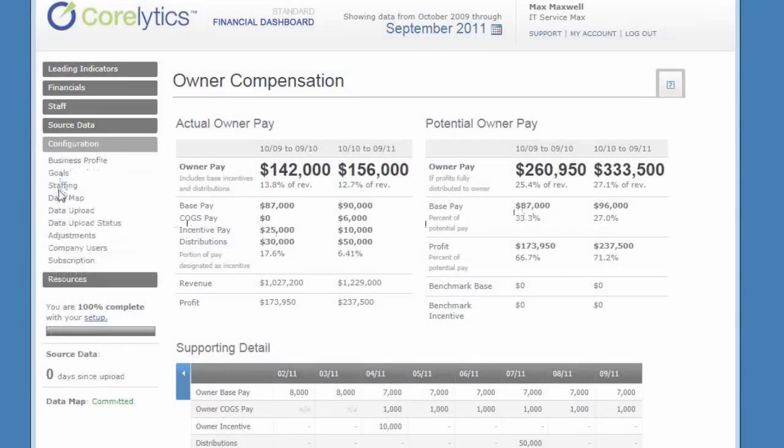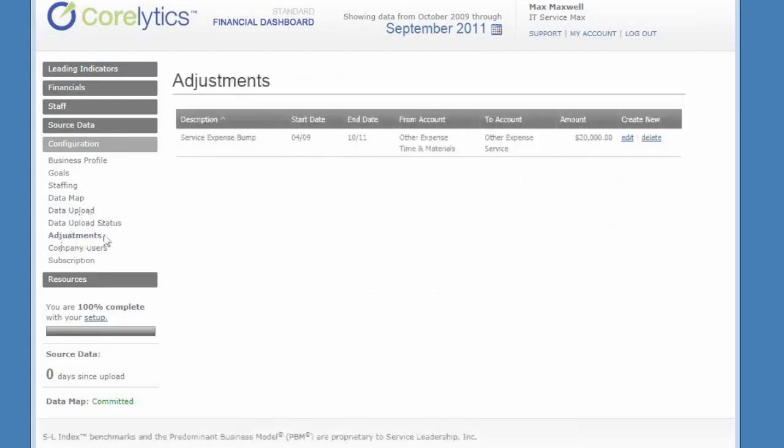Just to make sure we touch everything, there's the data upload, where you can upload data using a spreadsheet. And this is just a status of that upload as you watch it happen. The adjustments, simply making an adjustment from one account to another. You can do that here instead of making a journal entry. There's a list of company users, and then just a view of your subscription.